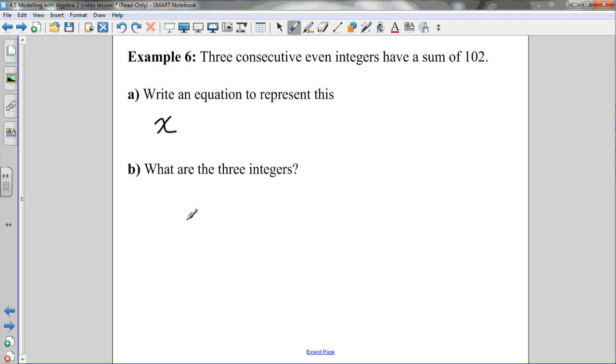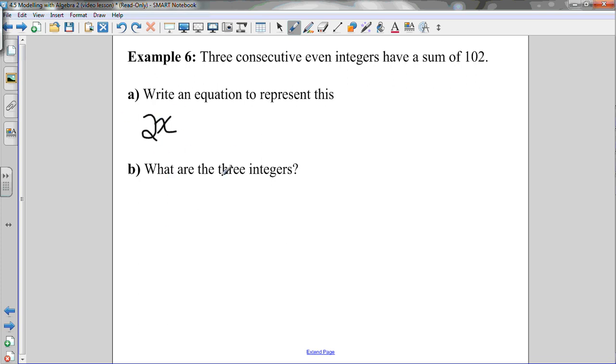What I can do to make sure I have an even integer is I can multiply this x by 2. Multiplying anything by 2 guarantees that you get an even number. Okay, if you multiply any integer by 2, you get an even number for sure. So my first integer is 2x.